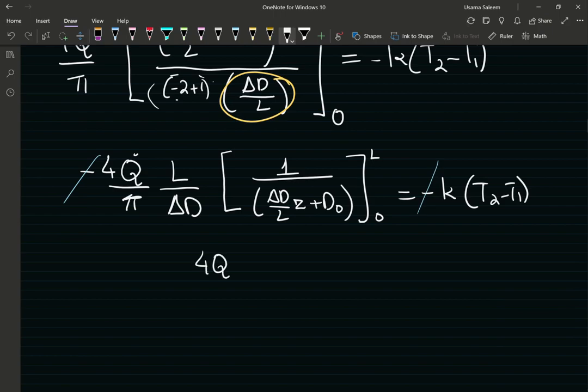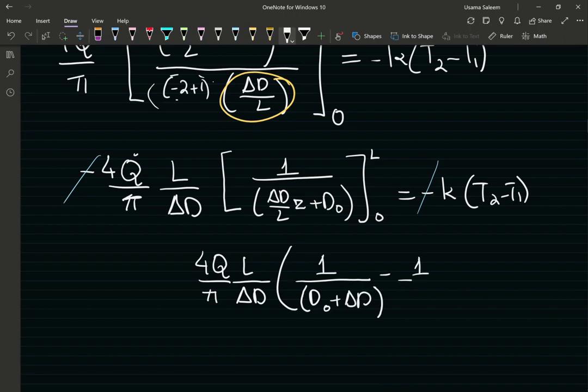Good. All right, so 4 q dot phi L divided by the change in diameter. I'm gonna be careful. If I plug in L, I'll just get d naught plus delta D. And when I plug in 0, I just get d naught. Make sure I close my parentheses. And this is going to be as it is. Nothing has changed here.